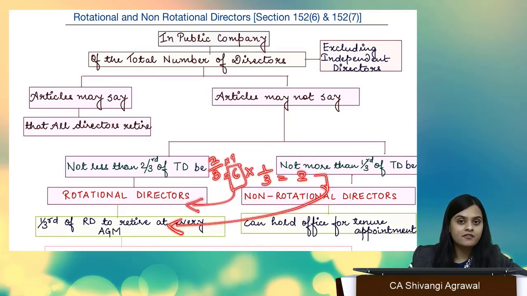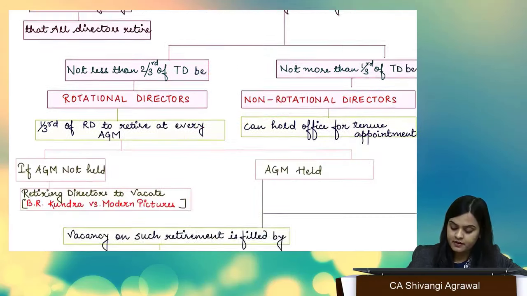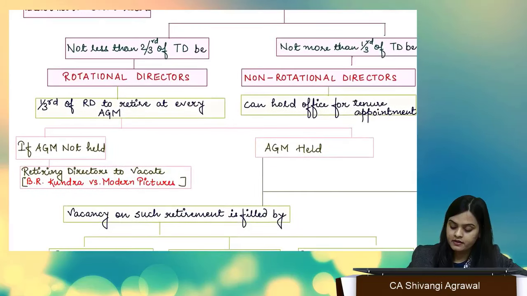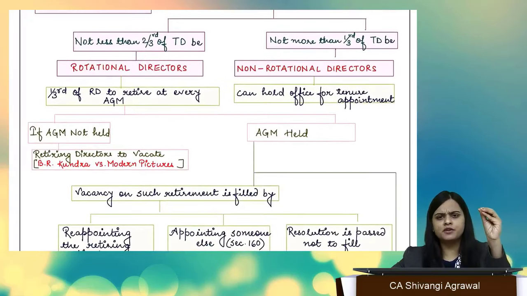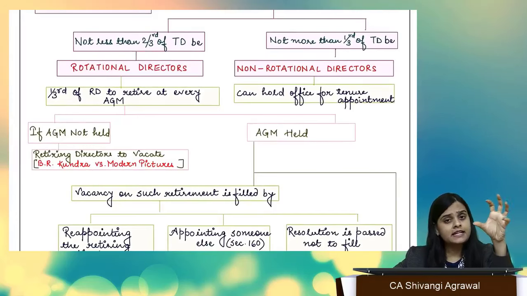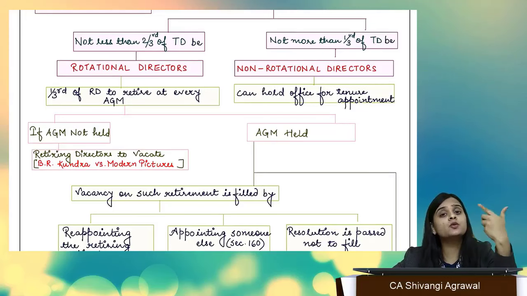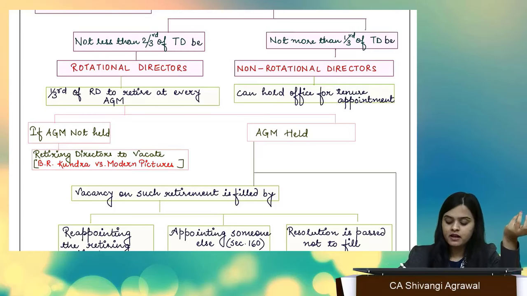Will retire at every annual general meeting, right? So whatever is your total number of directors in a public company, at least 2/3 have to be rotational directors, whose office is going to be determined by rotation, right? Out of this 2/3, 1/3 is going to retire at every annual general meeting, right? So here in this case, as in our example, 2 directors will retire at every annual general meeting.